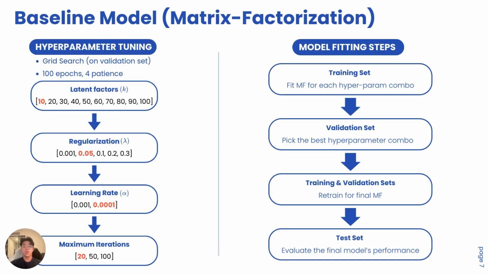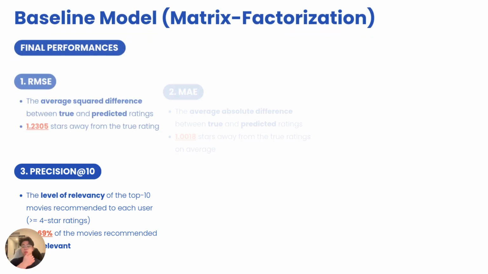and 20. As for our model fitting steps, we started off with the training set, where we fit the matrix factorization for each hyperparameter combination. Then we use the validation set to pick the best combination. Then we combine the training and validation sets to retrain the final model. And then we use the test set to evaluate the final model's performance. So now let's move on to the model's performance.